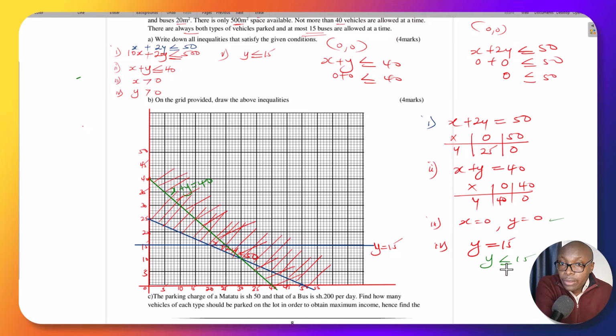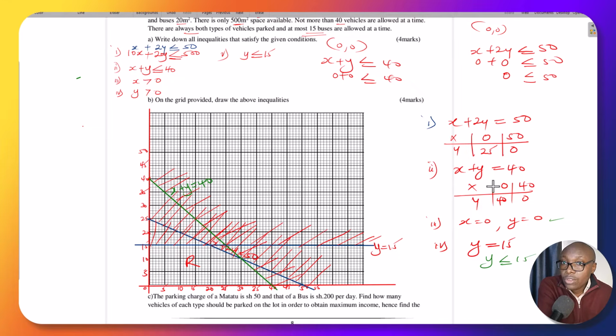And then the other one is y equals 15. The side that is required is less than 15. So that means the upper side, which is greater than 15, we don't need. We need the side that is less than, which is below the line. Now you can see we remain with this area here. This is the required region, and this is where we are going to get the points.